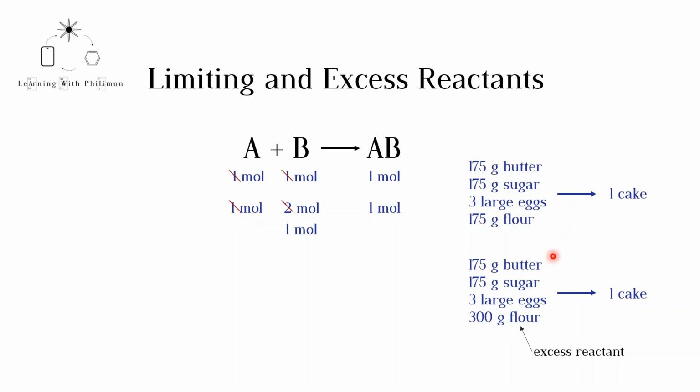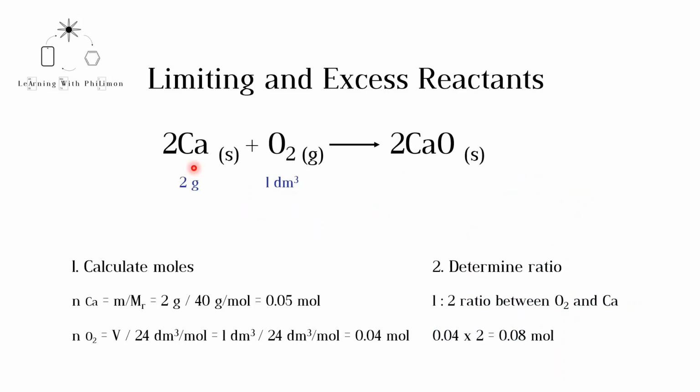Now let's look at an example that involves stoichiometry calculations. In this reaction, 2 grams of calcium, Ca, are reacted with 1 decimeter cubed of oxygen gas, O2, to form calcium oxide, CaO. To determine the limiting and excess reactants, we must first calculate the number of moles. To calculate the number of moles of calcium, we must divide the mass by the molar mass of calcium. There are 0.05 moles of calcium. To calculate the number of moles of oxygen, we divide the volume by 24 decimeters cubed per mole. There are 0.04 moles of oxygen.